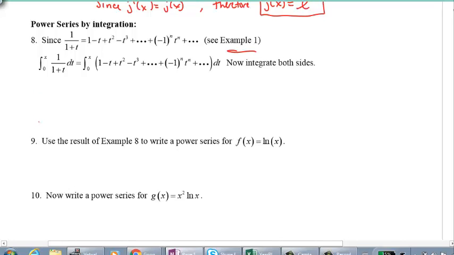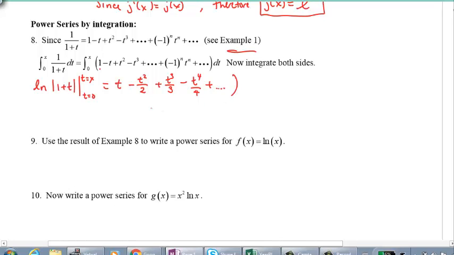So, we can do this by integrating both sides. Let's do the left side first. The antiderivative of 1 over 1 plus t, yes, that's just natural log of 1 plus t. I'm going to put this in the absolute value just in case. We're going to now evaluate this from t equals 0 to t equals x. That's the left side. The right side, since it's a power series, we're just going to integrate every single term separately. The antiderivative of 1 is just t. This would be t squared over 2. t squared becomes t cubed over 3. Minus t to the 4 over 4. Plus dot dot dot.